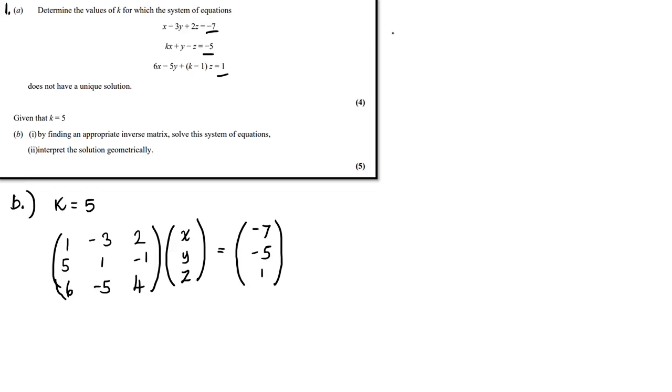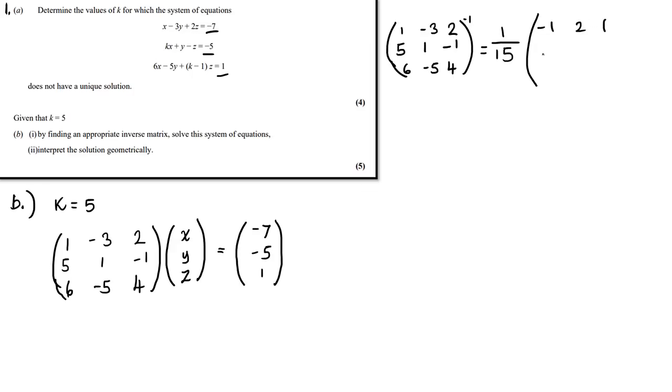So what I'll do is I'll write the inverse matrix up here. So the inverse of 1, minus 3, 2, 5, 1, minus 1, and then finally 6, minus 5, 4. So the inverse of this is equal to 1 over 15. And my matrix here will be minus 1, 2, 1, minus 26, minus 8, and 11, and finally minus 31, minus 13, and 16. Okay, so that's my inverse matrix there.